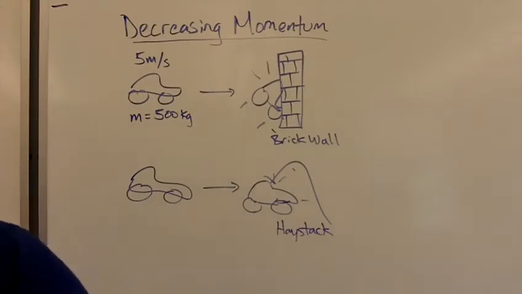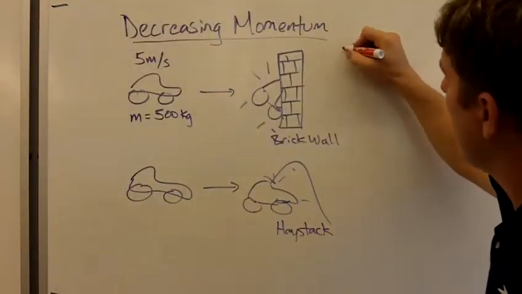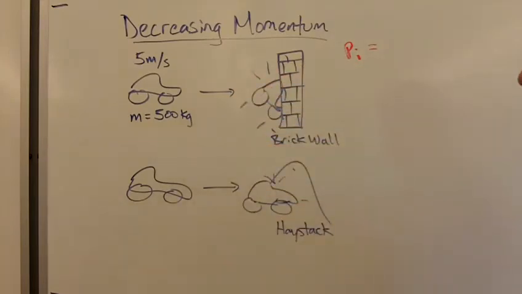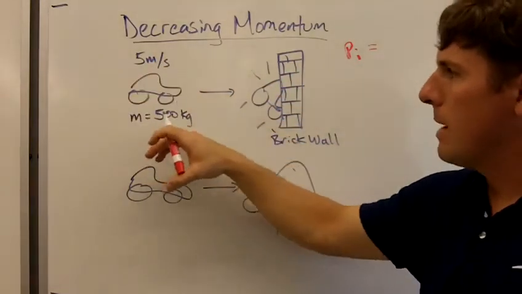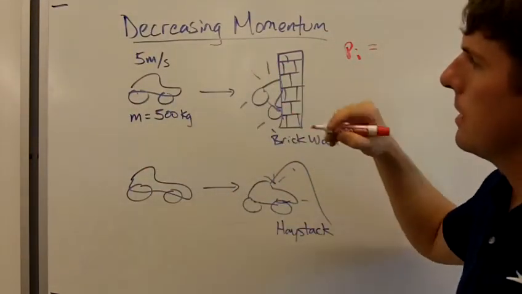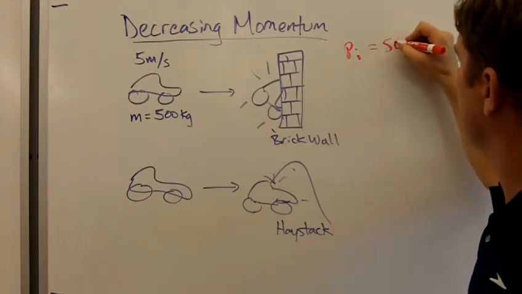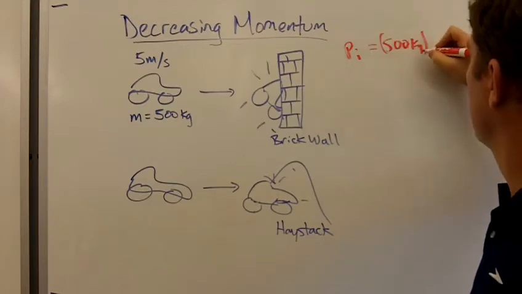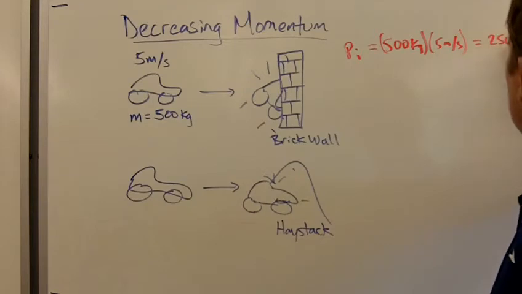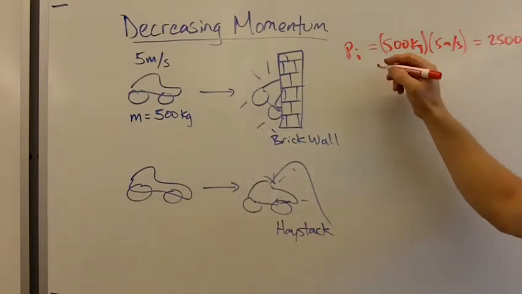All right, first off, just like the other impulse problem we did, we want to find out what the PI and PF are. So the initial momentum here is going to be what the car had in terms of mass and velocity combined at the start of this problem. Here, the car was traveling at 5 meters per second and it has a mass of 500 kilograms. So 500 kilograms times 5 meters per second equals 2,500 kilogram meters per second. All right, that's the initial momentum.